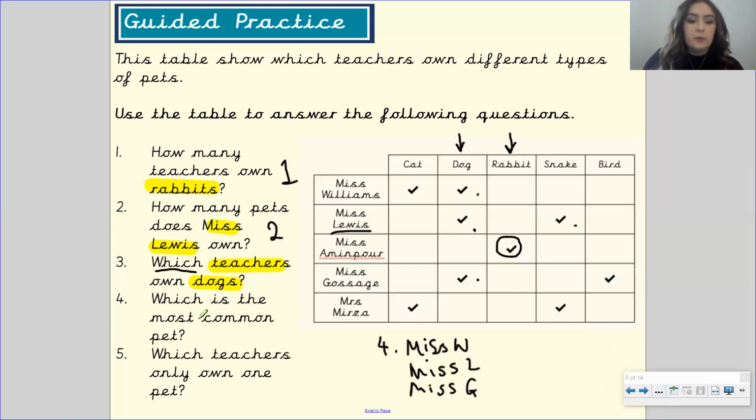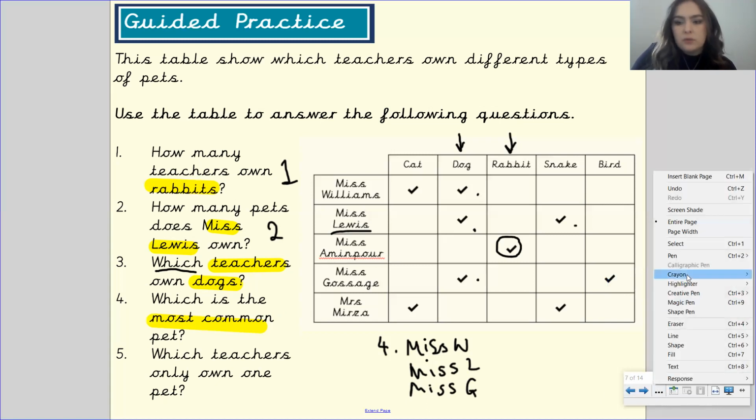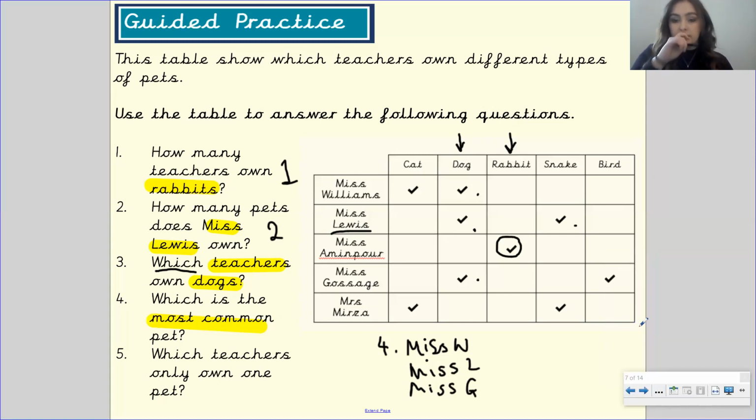So the next question says, which is the most common pet? What do you think this question means? Well done. So it means the pet that appears the most. Well, how many teachers have this pet? So it's the pet that is owned the most. So have a look in the table. Which pet do you think is owned the most? Which is the most common pet? Pause the video and have a think.